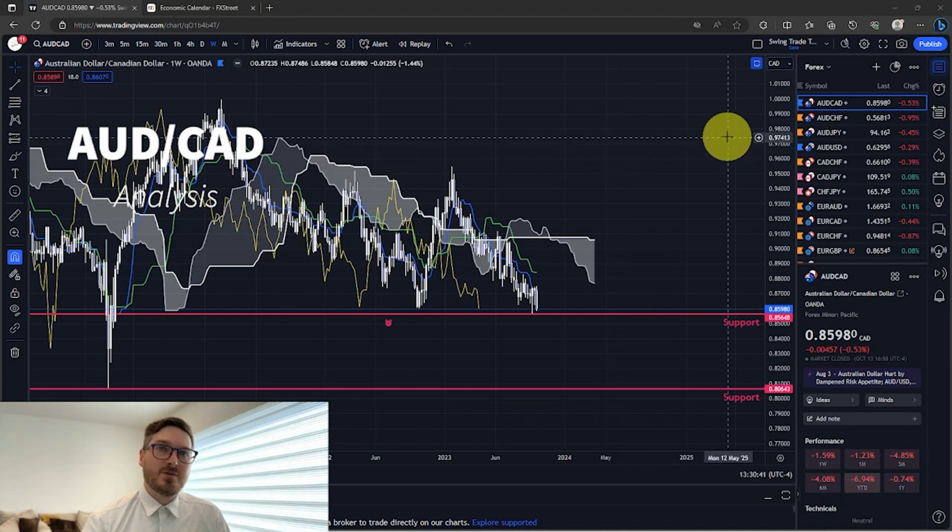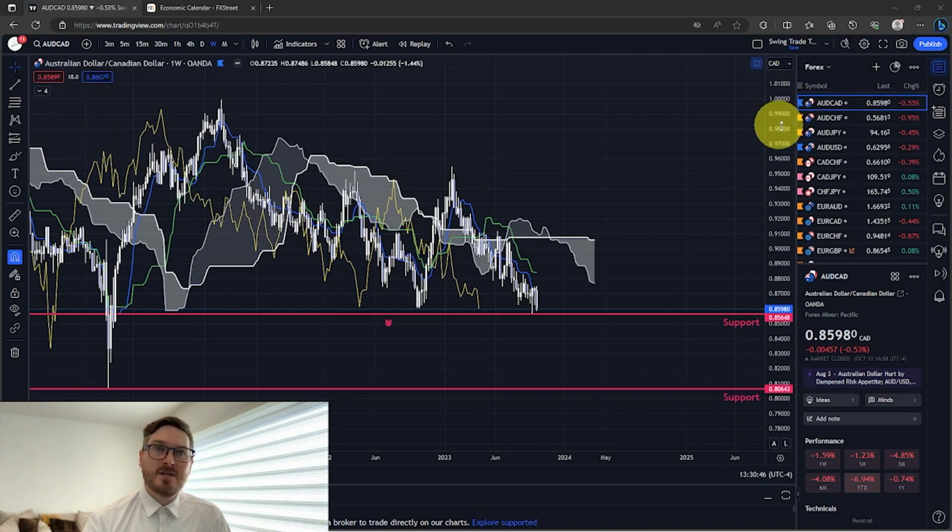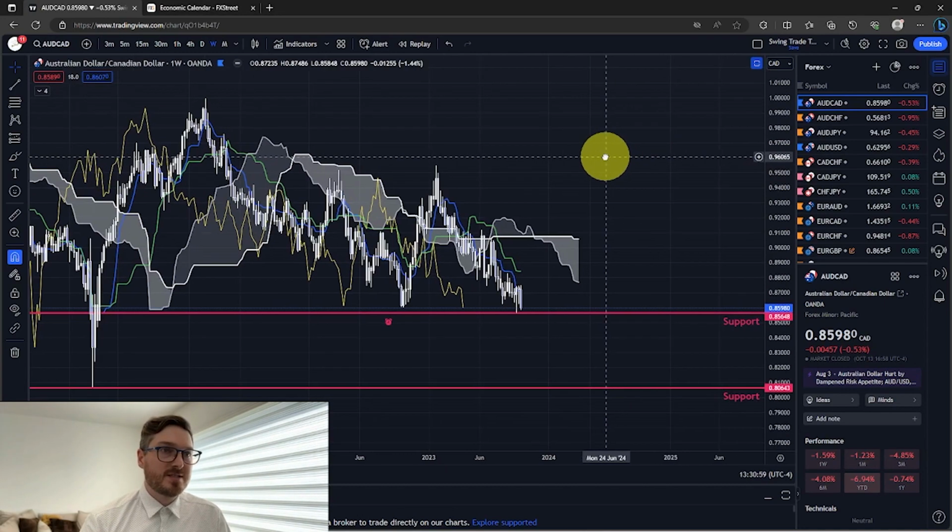For anyone new to the channel, just want to remind you that the blue flags are going to be pairs I'm looking at for the breakout. Orange flags are going to be ranging markets that I'm most likely not going to be trading this week. And pink flags are going to be the really special pairs that I'm looking to trade and have price targets for. So let's get started.